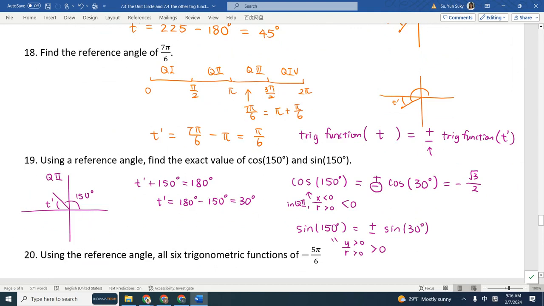Is that okay? The whole thing is positive, so we take the positive. Now this is positive sine 30 degrees. Look at your table. What is that? 1/2. Thank you. So this is 1/2. Is that clear, everybody?